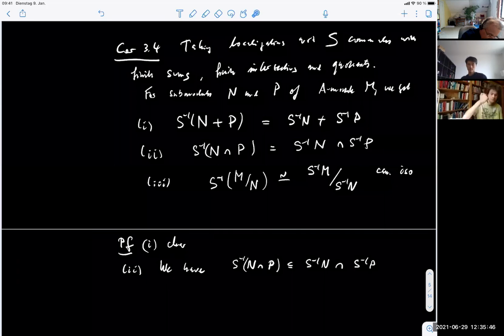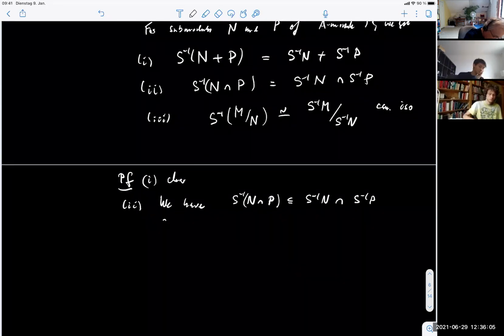The point is, if I have an element here and here, they may come with different denominators. So we have to clear denominators. In German, we say gleichnamig machen. But of course, we can do that. And this is the proof, but let me write it.